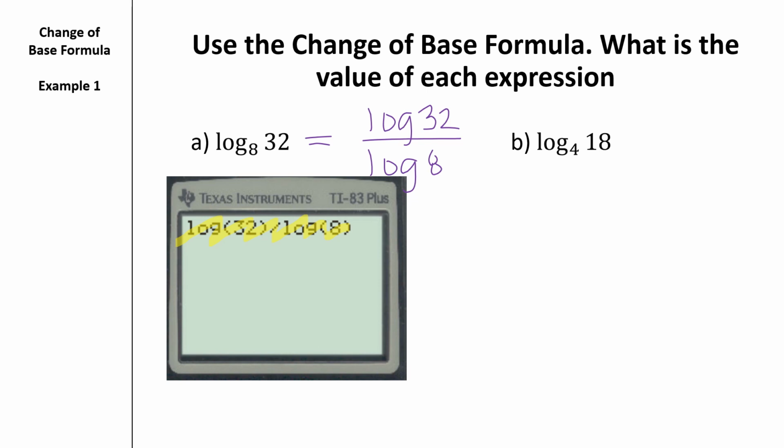When you type that in, you would have log of 32. The 32 has to be the one in the numerator. Make sure you close the parentheses, then hit the division button and then press another log. It's kind of annoying, but it's really important that you click all of the correct buttons. And when you do that, you should get 1.6 repeating, I believe.